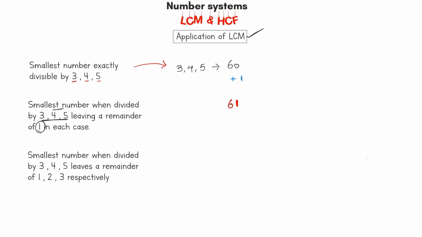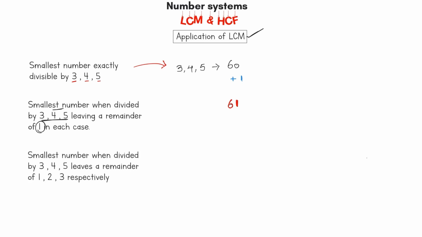In case they tell you leaving a remainder of 2 in each case, just find the LCM which is 60 and add 2 to that. So if you want the remainder, just get the LCM and add whatever remainder they are asking you to add. So we know the first two, let's see the last part.